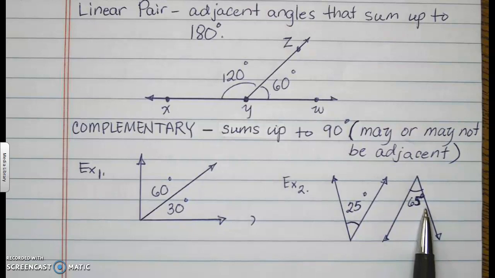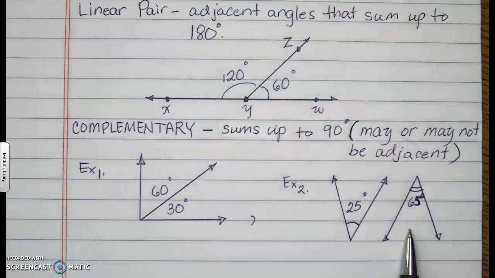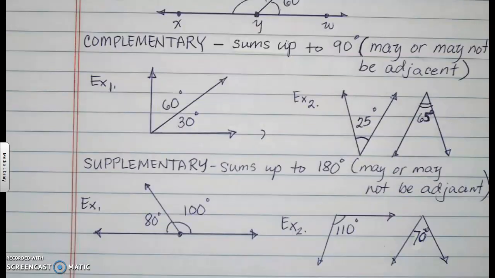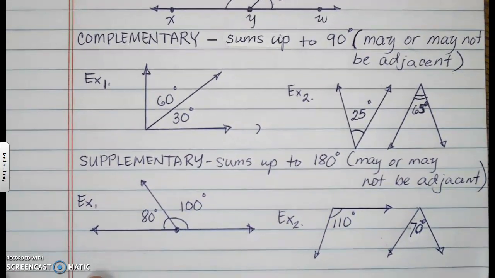By the way, just to note, please do not rely on the drawing. Don't say, okay, they look like they have the same measurement. Please rely on the given measurement. So if this is 25 degrees, this is 65 degrees. If you sum them up, they total 90 degrees. Therefore, these two are also called complementary.